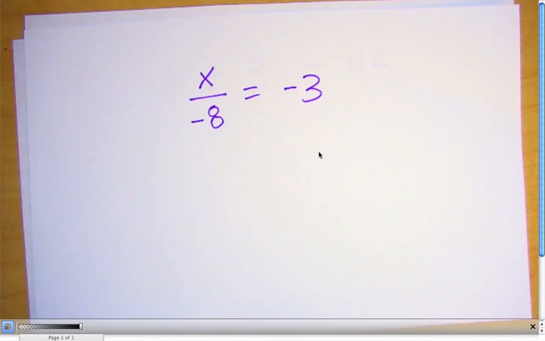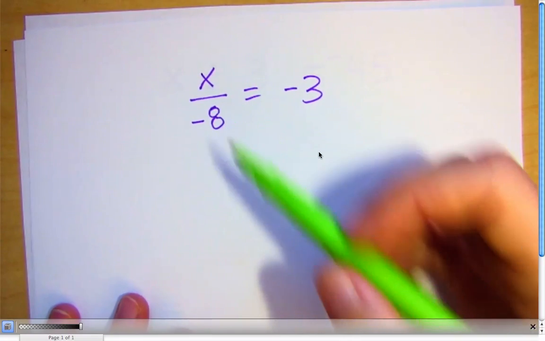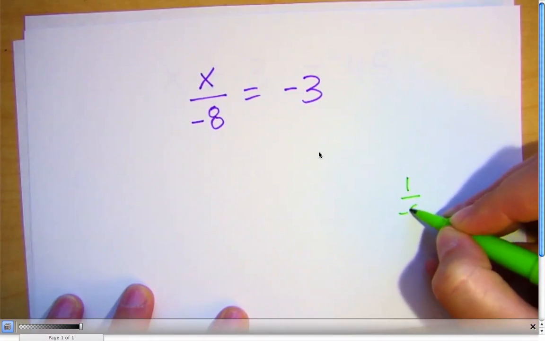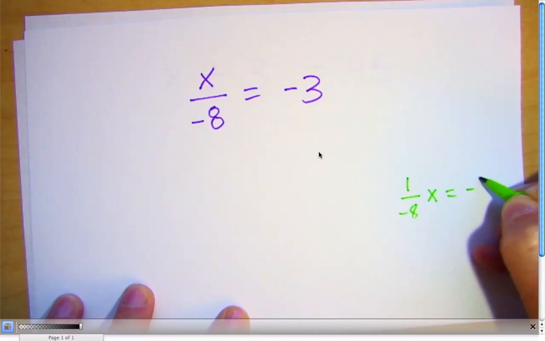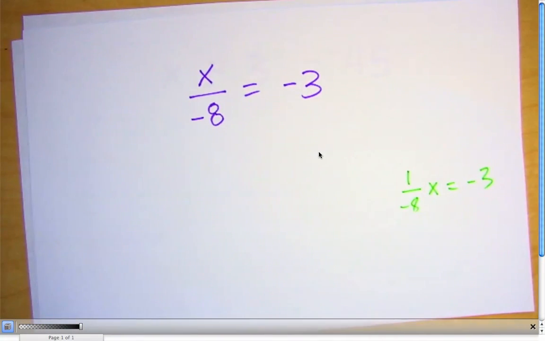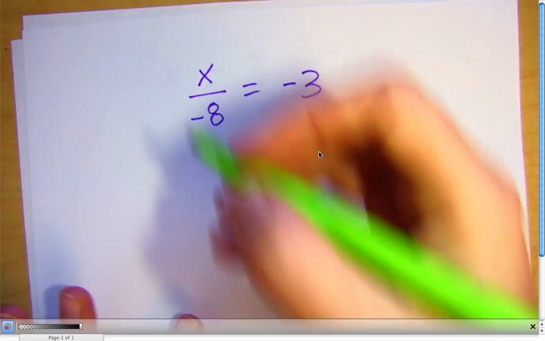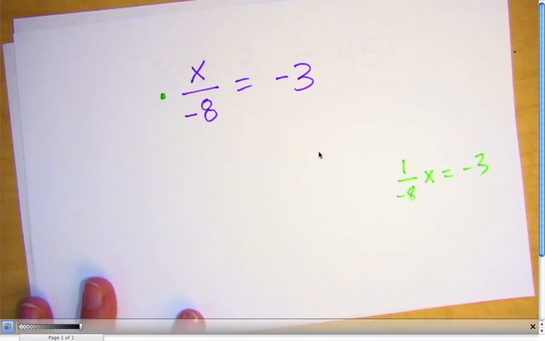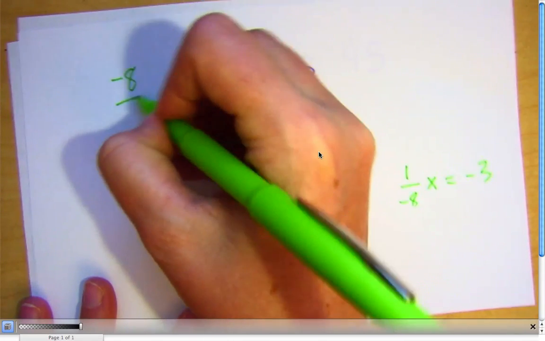So this time we have x over -8 equals -3. Now, there's two ways to think about this. Really, this is the same thing as, put it over here to the side, that. Okay, so if you want to rewrite it like that, you can. You don't have to. You could just think about it as, I want to get rid of that -8, so I'm going to multiply by the reciprocal. The reciprocal will put the -8 in the top.